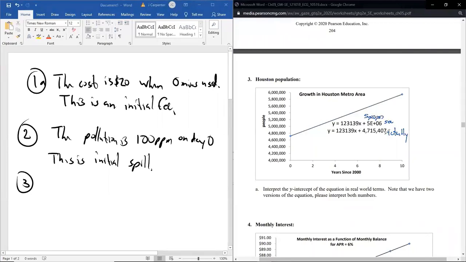But the actual number that is stored inside of Excel is this 4.715407 million. So when it does any calculation, and when you throw in any year since 2005, 10, 22, 39, whatever, it is going to plug it into the bottom one. But again, when we visually see the equation, it's only going to show you this one.